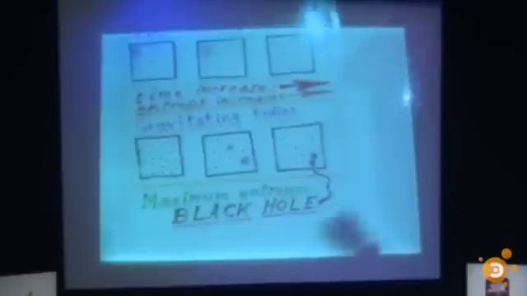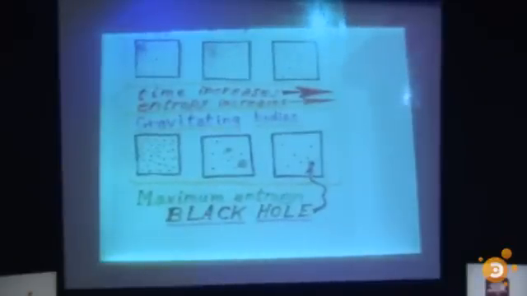Okay, so that's the key point. Now, I do want to say something about the maximum entropy state that we seem to see here, which is when the clumping reaches its greatest effect, which is with a black hole. So black holes are going to play a big role in what I want to say here. And I have, therefore, a picture of a black hole.